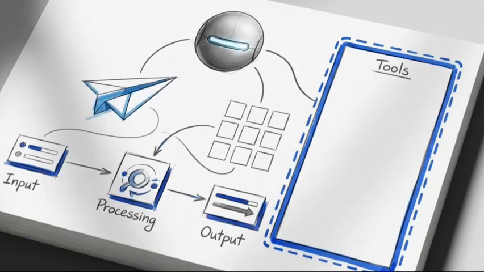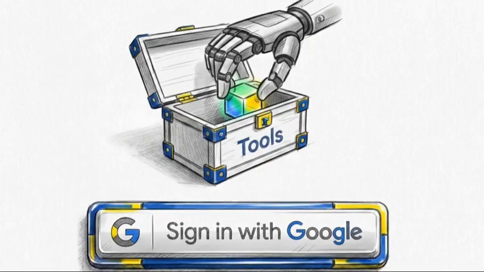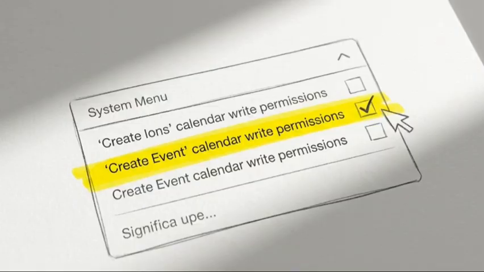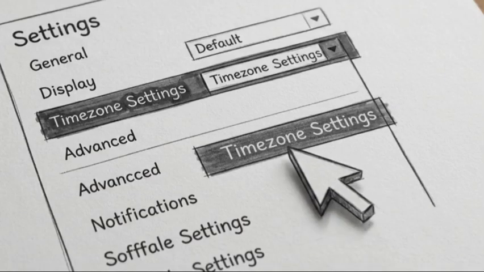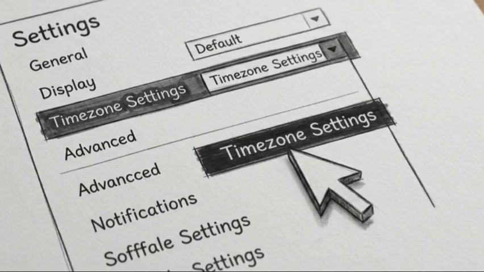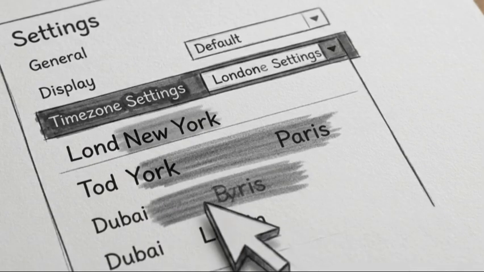To perform real-world actions, the agent needs tools. These allow the AI to interact with external software. Search for the Google Calendar tool node, add it to your workflow, and authenticate your Google account. Within the tool settings, you must explicitly enable the Create Event permission, so the agent is authorized to write to your calendar. Be sure to check that your local time zone matches the workflow settings, or your appointments will be booked for the wrong time of day.